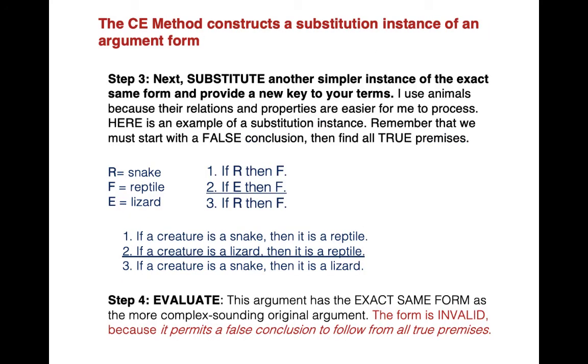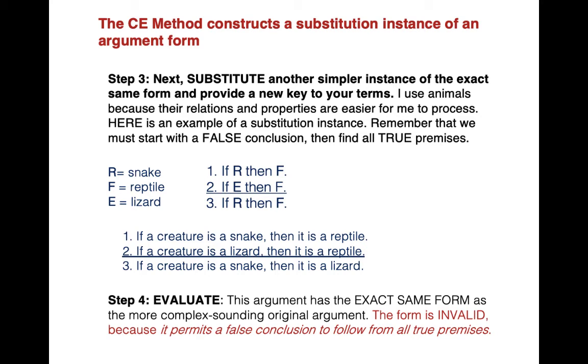Next, substitute another simpler instance. And by simple, I mean use simple terms and concepts, like animals. Everybody likes animals. People are open to thinking about the relations between animals. Remember, we have to start with a false conclusion. So if you like, write that out and put it on your piece of paper at the bottom. You can put the numbers in there later. So we want if R then F to be false. Again, what makes that false? Remember we talked about what makes conditionals false.